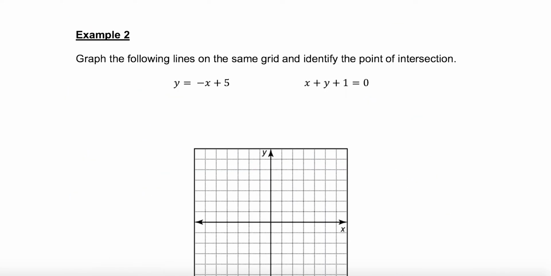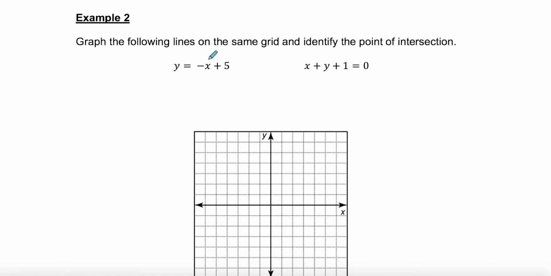So let's look at example 2. Graph the following lines on the same grid and identify the point of intersection. So this already looks like y equals mx plus b, so I'm just able to graph that line and go up to 5, 2, 3, 4, 5, and then down 1 and over 1. That is y equals -x plus 5.